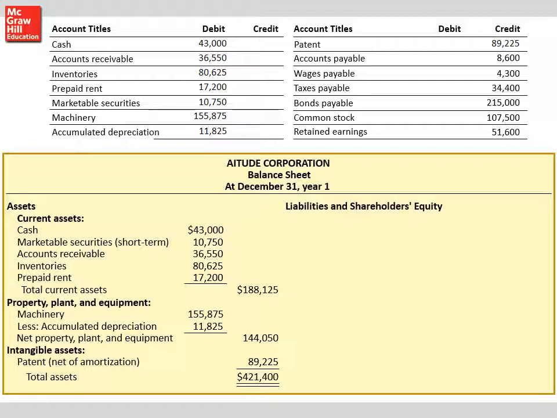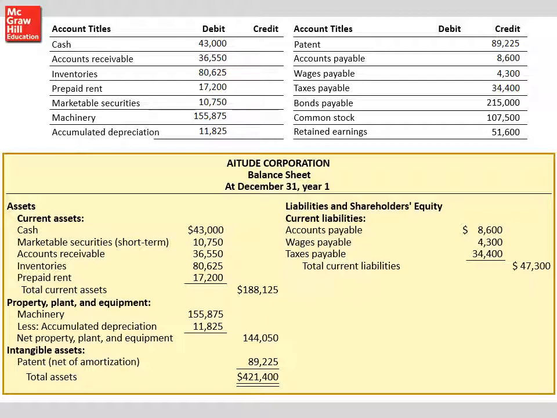Then we go to the other side and we report liabilities and shareholders' equity. We only categorize liabilities between current and long-term. Current liabilities are liabilities expected to be paid off in the coming year. So your traditional current liabilities are accounts payable, because they're usually due in a very short period of time, wages payable, and taxes payable. Now the bonds payable is a liability, but that's not due for 10 years, so that is not considered a current liability. So the three liabilities that are current will be totaled, and their total is $47,300.